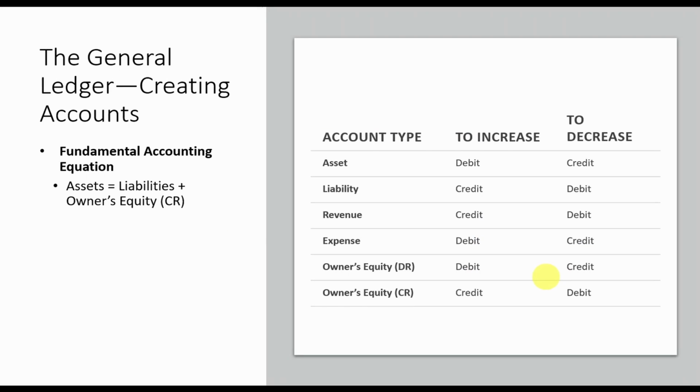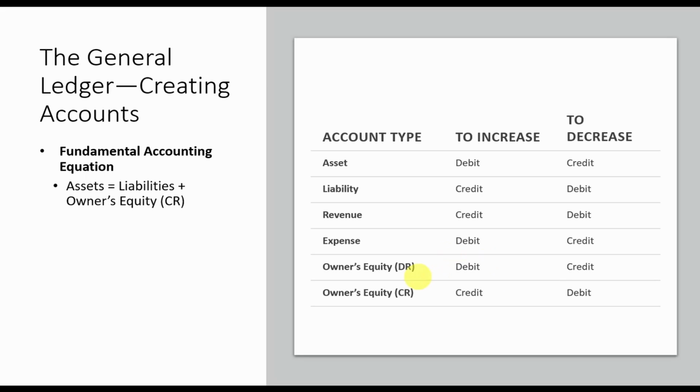Right. Before we can start creating journal entries, it's important to first create the accounts that the journal entries modify. GridTracks follows the fundamental accounting equation, which states that assets is equal to liabilities plus owner's equity CR. Owner's equity CR is my umbrella term for owner's equity credits, or net equity, basically.